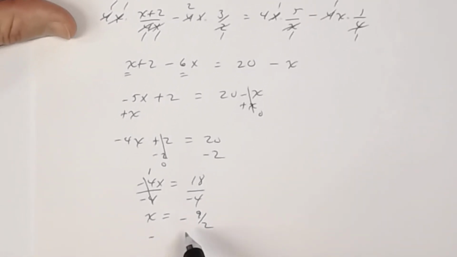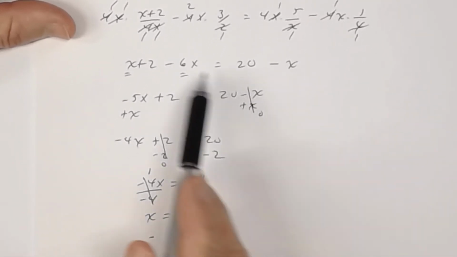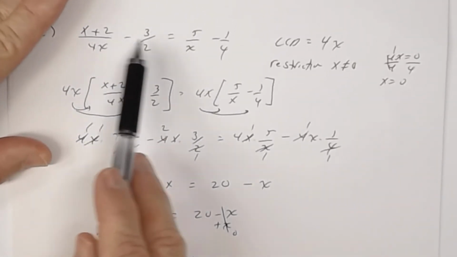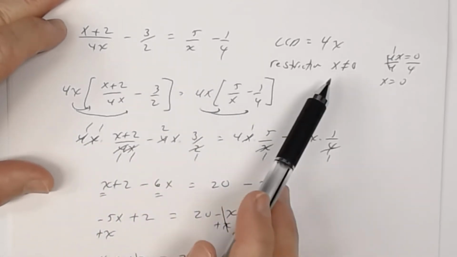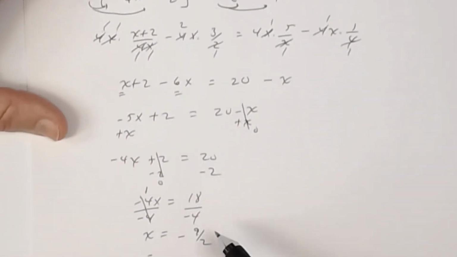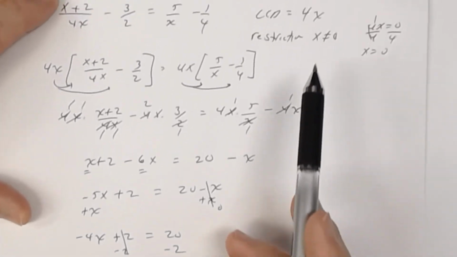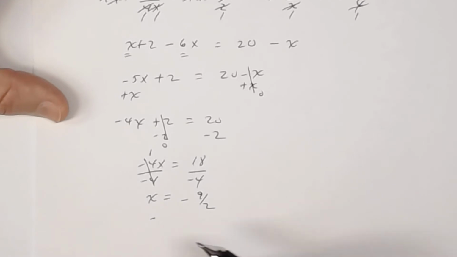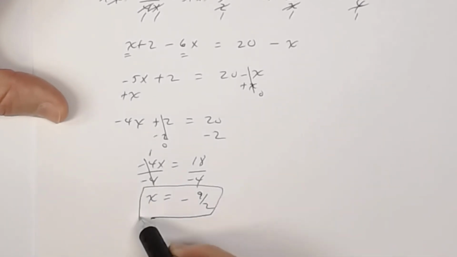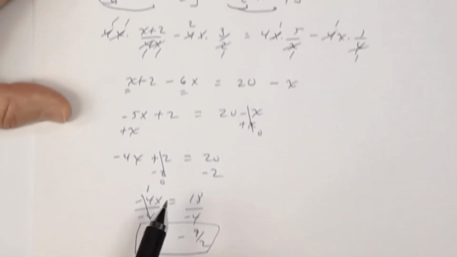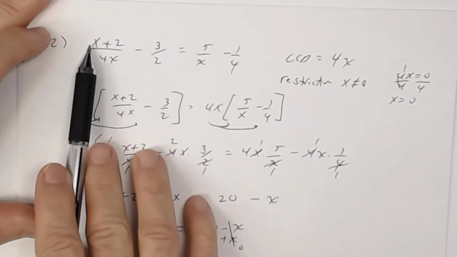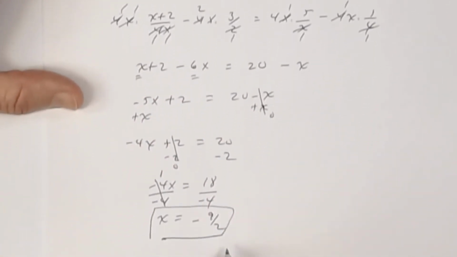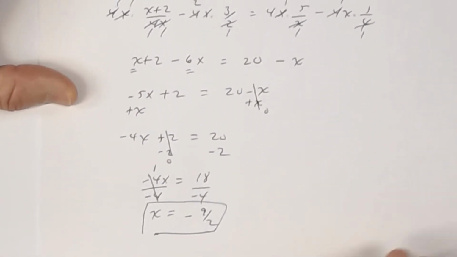So remember, this is a solution to the linear equation, but it may not be a solution to the rational equation, the original. So you got to check your restriction. So notice that -9/2 is not my restriction. So assuming I did all this work correct, this is the solution. If I were to substitute this into the original, the left side will equal the right side when I substitute x equal -9/2. All right, so that's number 2.